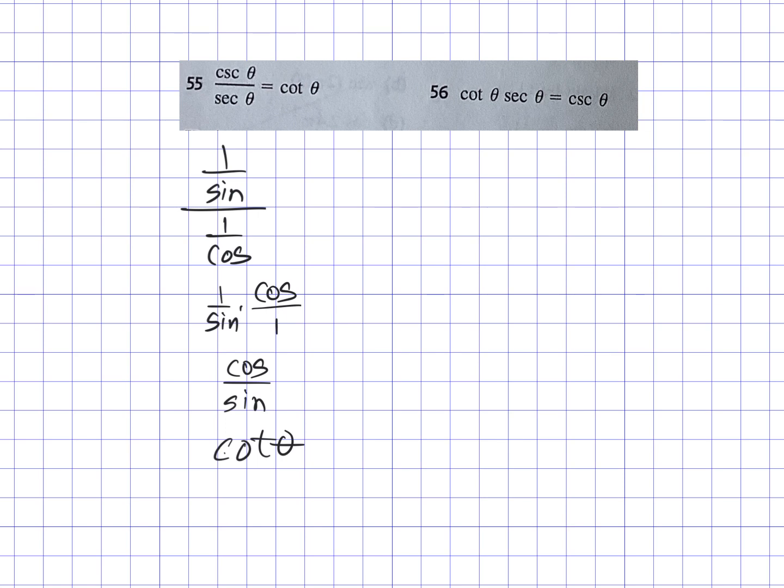Cotangent and secant. Cotangent is cosine over sine, and the secant is 1 over cosine.